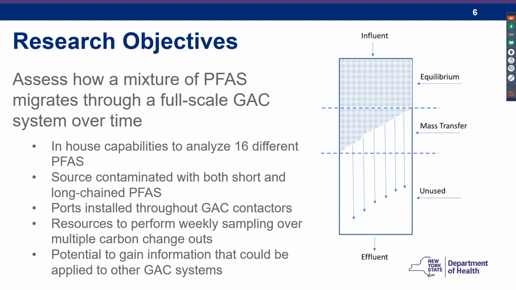We have very good laboratory capabilities at the Department of Health, and had the ability to analyze for 16 different PFAS compounds. The mixture that we had for the impacted community was a mixture of both long and short chain compounds. It was a system that had been reviewed and approved by our bureau, and it was a lead-lag system. The optional sampling ports that you can get on the GAC contactors were installed in this system.